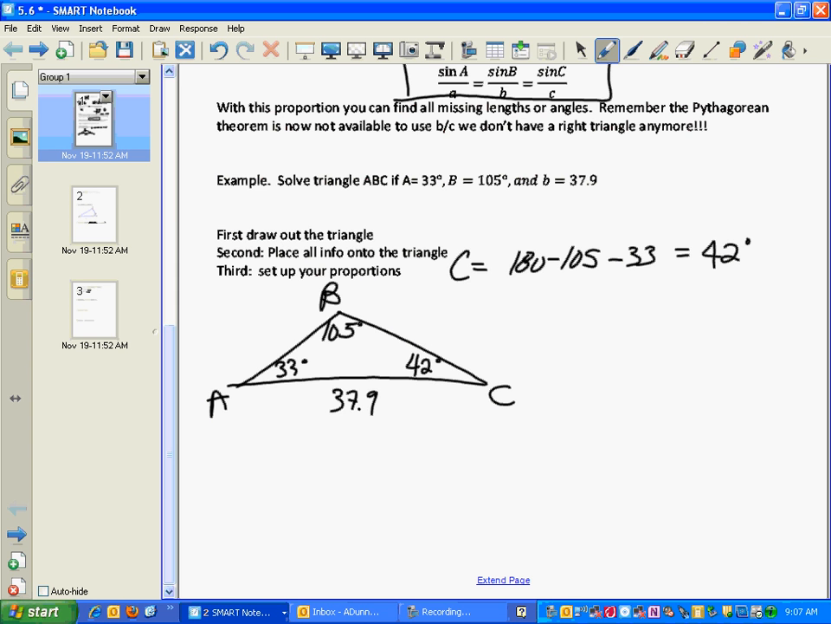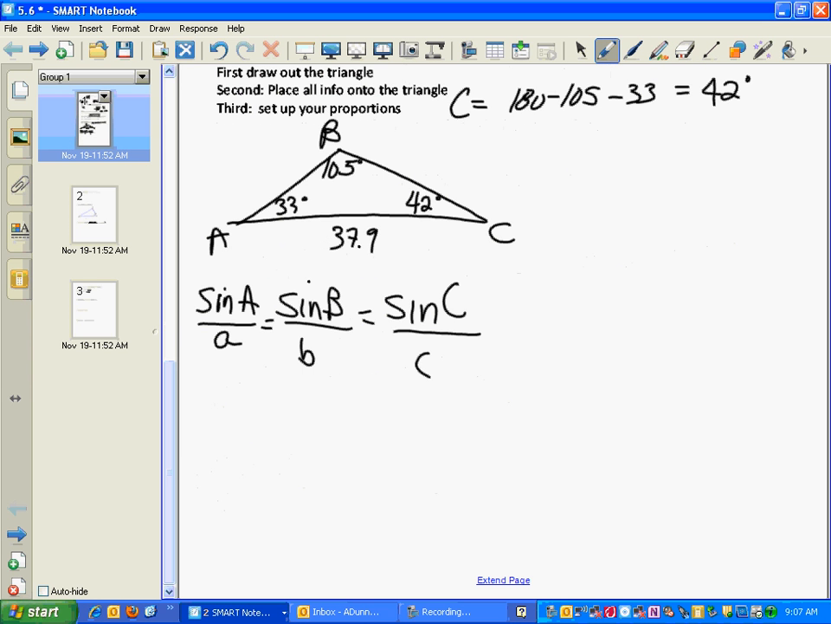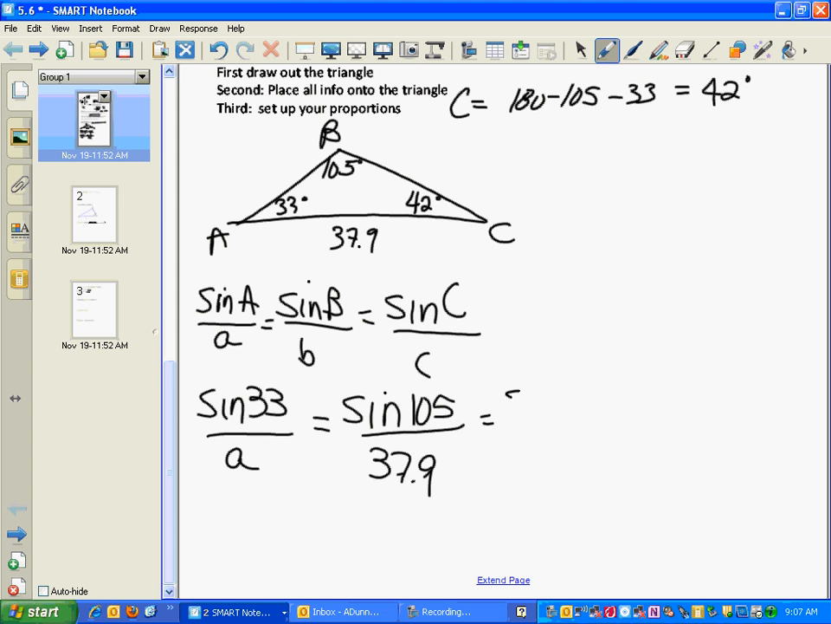So now we're going to set up our proportions. We're going to say that the sine of A over side A equals the sine of B over side B, which equals the sine of C over side C. And we're going to just plug it in. We're going to say that the sine of 33 over A, I don't have that length, equals the sine of 105 over 37.9, which is equal to the sine of 42 over side C. You really want to use the corresponding letters A, B, and C. Don't do X and Y in this case, so that we remember what we're finding.